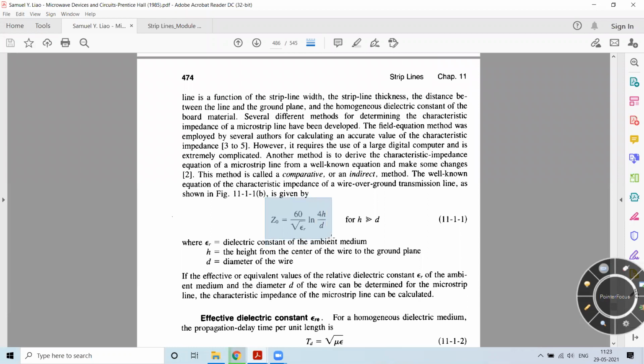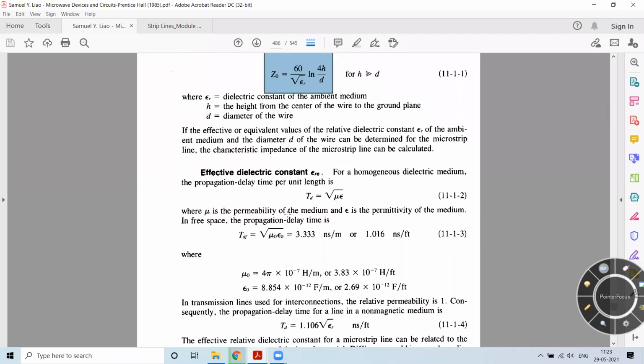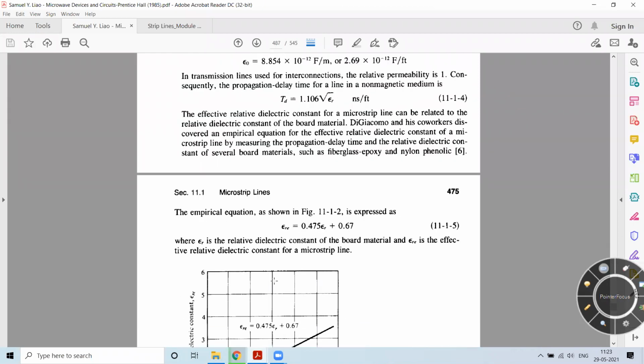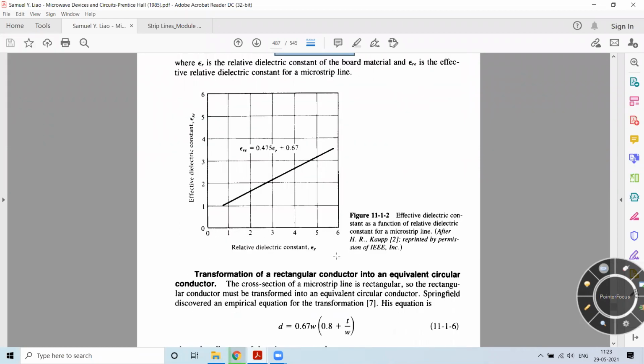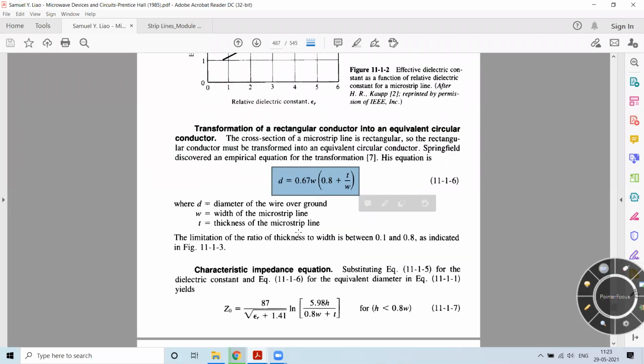So this is the characteristic impedance of the microstrip line, but in this case, this is for the wire over the ground. Then if I have to approximate the same equation to the microstrip line, we had considered a few parameters, and then we had seen what is the effective relative permittivity. We also had seen what is the relation between the diameter of the wire over ground and the thickness and the width of the strip line. Based on this, we had the discussion.